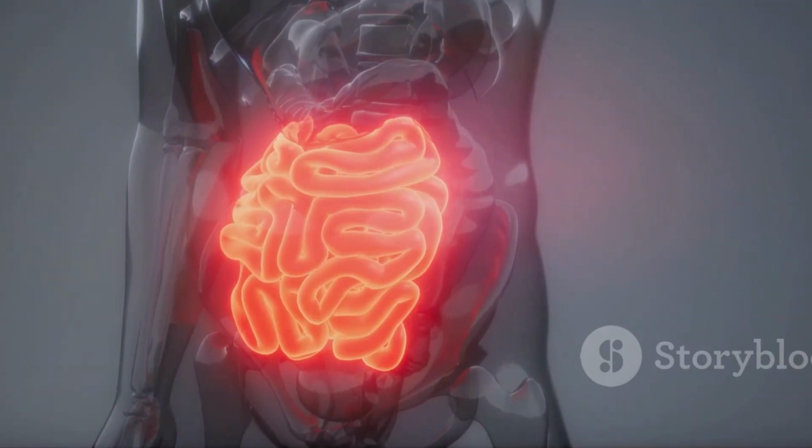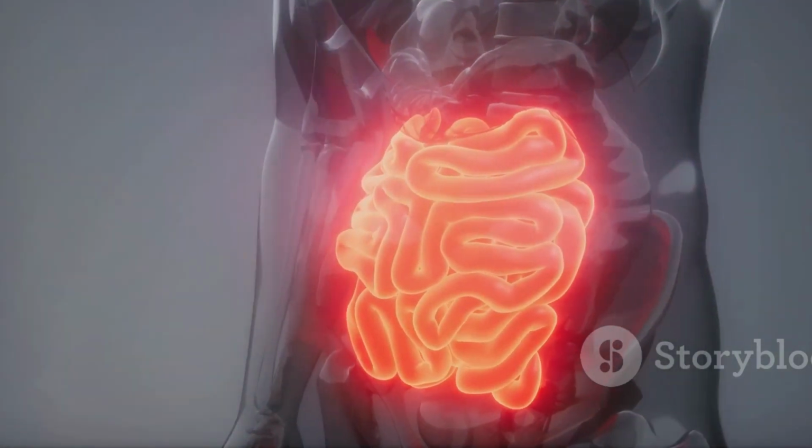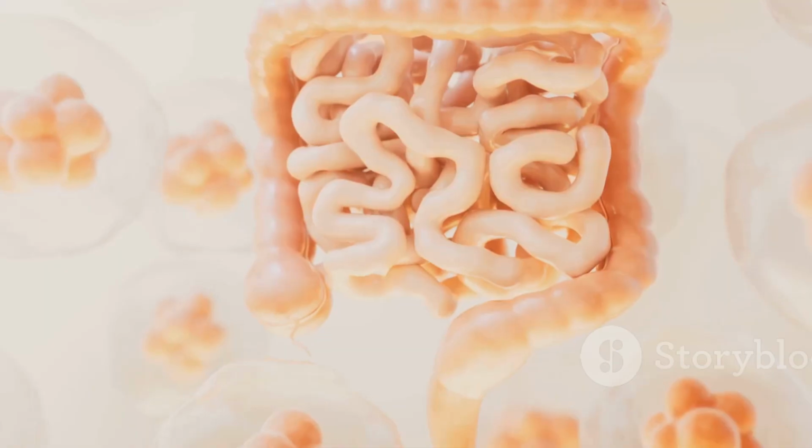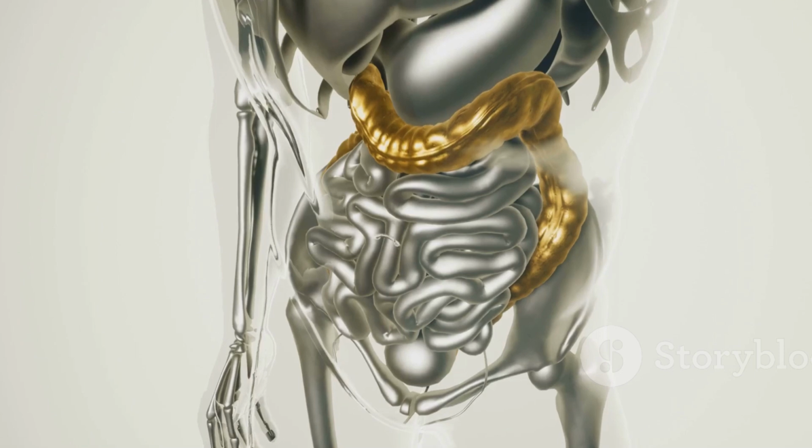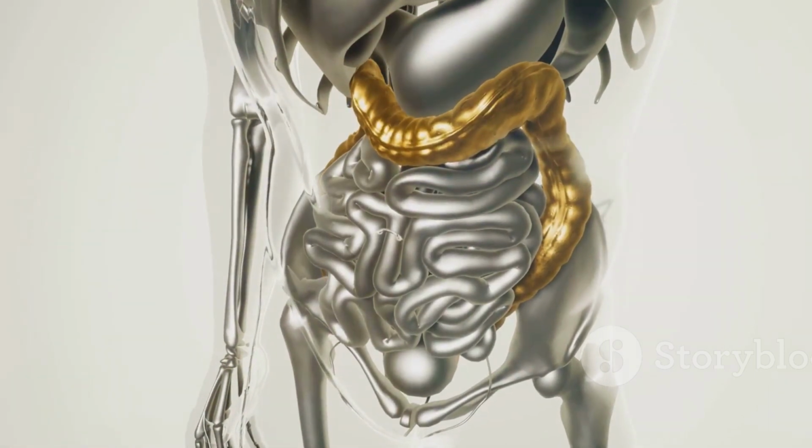In the stomach, proteins are broken down using stomach acid and enzymes. The small intestine completes digestion with help from pancreatic enzymes and bile. Nutrients are then absorbed into the bloodstream. Finally, the large intestine absorbs water and minerals, turning waste into stool.